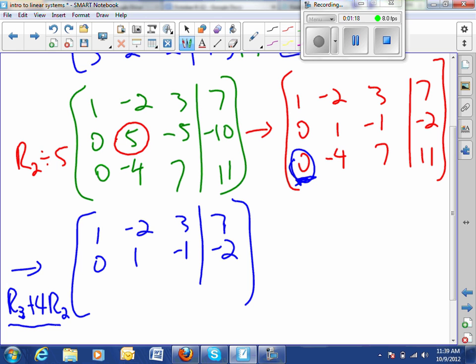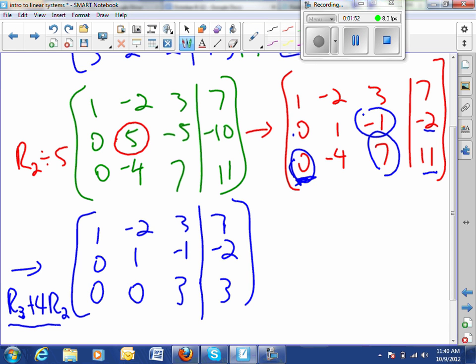If I take row 3 plus 4 times row 2, I'm going to get a 0 still in this first spot. Negative 4 plus 4 times 1 gives me a 0 in the second slot here. And then I've got 7 over here plus 4 times negative 1. So 7 minus 4, that gives me 3 here. And in the last spot, I've got 11 plus 4 times negative 2. So 11 minus 8, that gives me 3 over here.